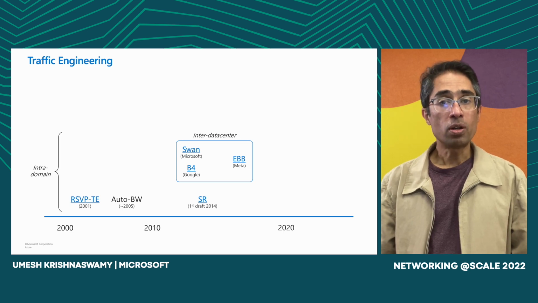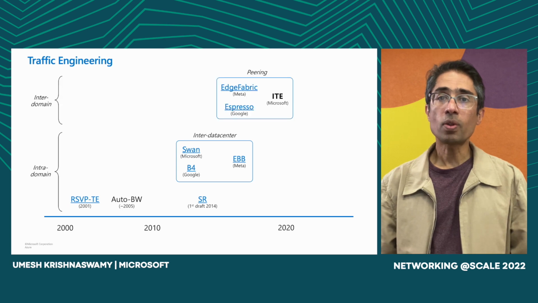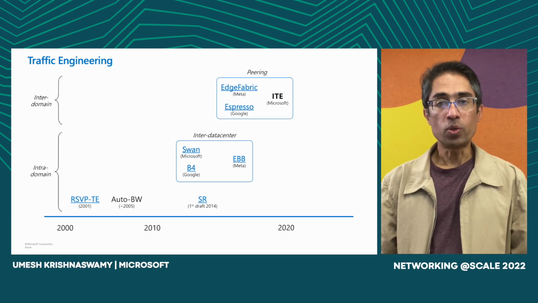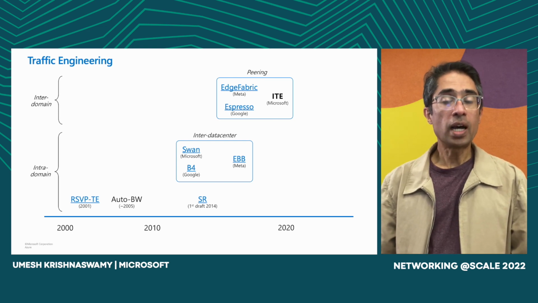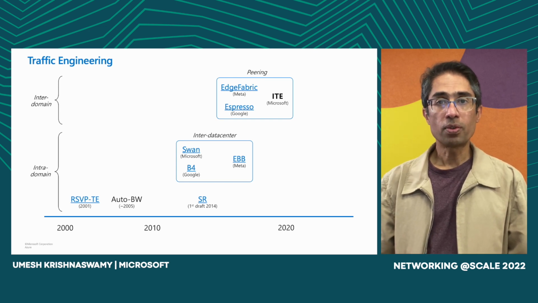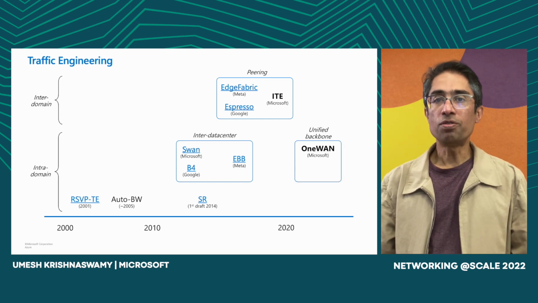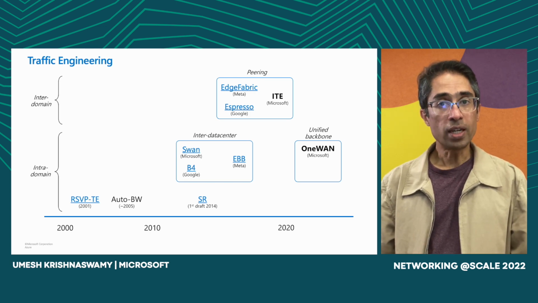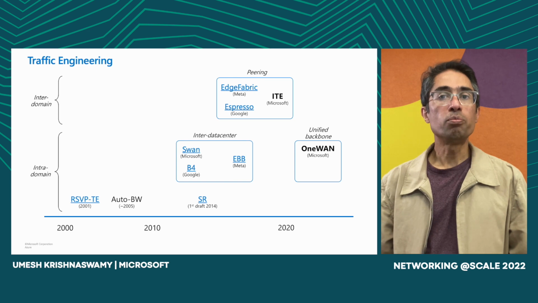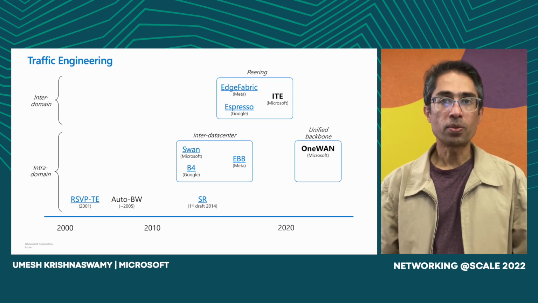Segment routing came along, and EBB makes use of it in its network. Similarly, traffic engineering between networks is done by software controllers like ITE by Microsoft, Edge Fabric, and Espresso. Microsoft's unified network uses OneWAN TE inside the network and ITE between networks.